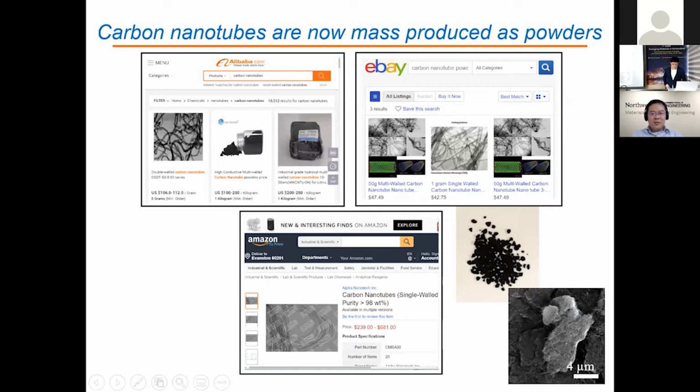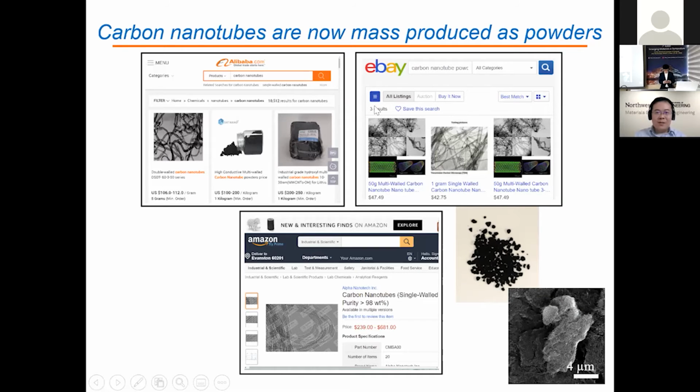Okay, so let me switch gear to talk about a second type of dough, which is carbon nanotube dough. And this is really motivated by a discovery about solvent nanotube interaction and also the state of the art of the material. So nanotube in a powder form has been mass produced. The best way to look at this is to see where you can buy it from.